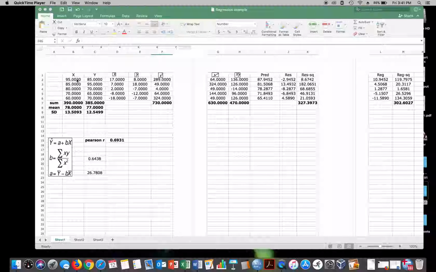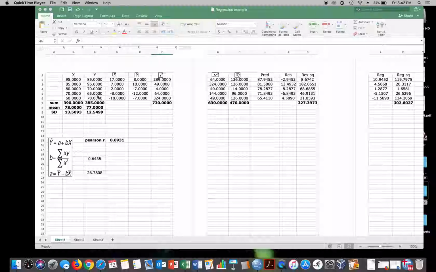And from these 5 scores, from these 5 different individuals, we can get a mean on disordered eating and a mean on depression, which is what I did here. We added 95, 85, 80, 70, and 60, added the scores together, divided by 5, and we have a mean of 78. And we did the same thing for depression. Add those 5 scores together, divided by 5, got a mean of 77.